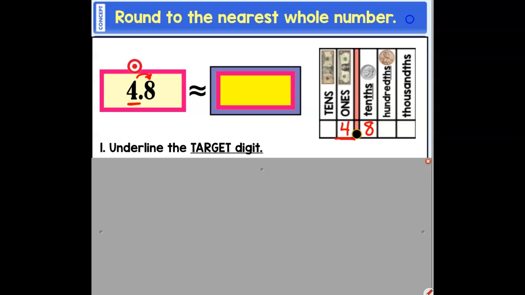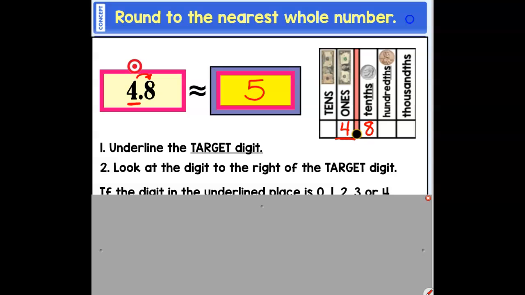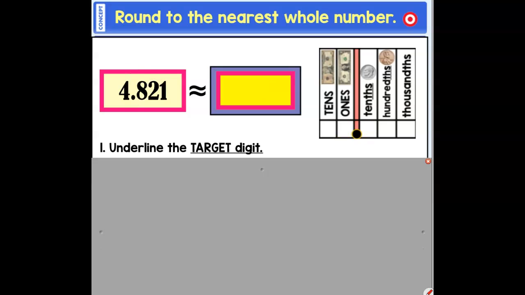If I have $4.80 or 80 cents, am I going to stay at 4 or am I going to round to 5? Well, I look back at the 8. 8 is 5 or more. The best estimate would be 5 for a whole number. Okay? Next. Now I've got 4 and 821 thousandths.